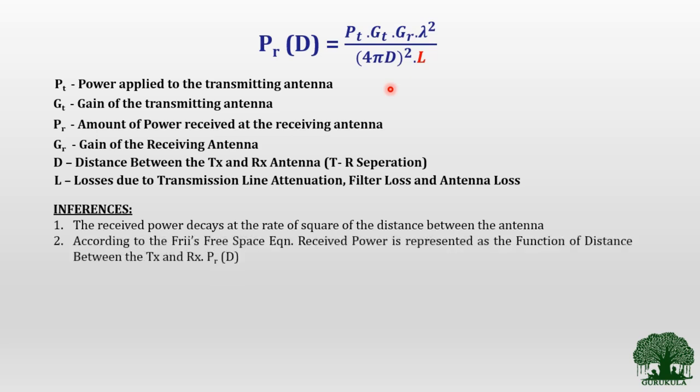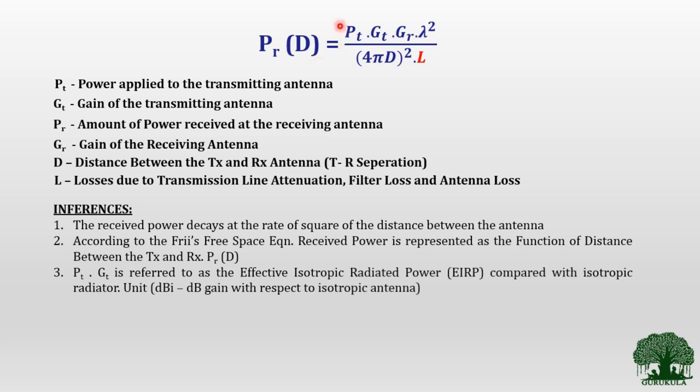And the second inference we could take is that the received power is represented as a function of the distance between the transmitter and the receiver. Since this particular d factor, the distance between the transmitter and the receiver, greatly defines the amount of power received at the receiver side, we should represent Friis's equation as a function of the distance between the transmitter and the receiver. So that's the reason why we have written PR of d.